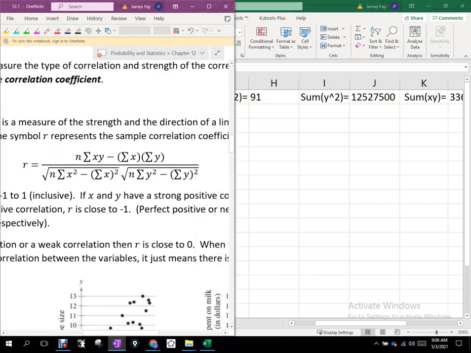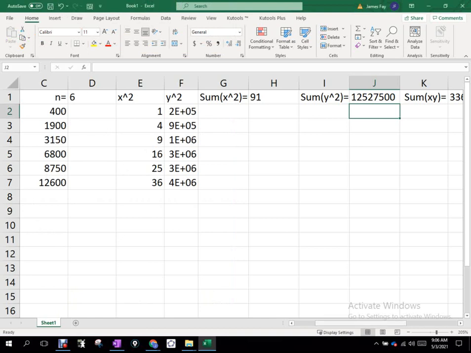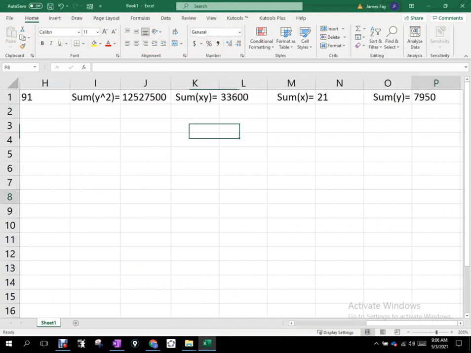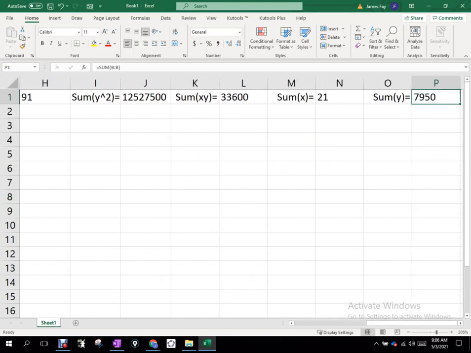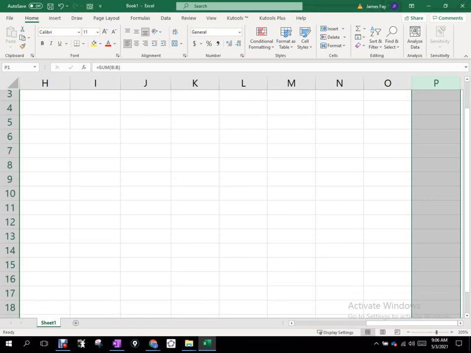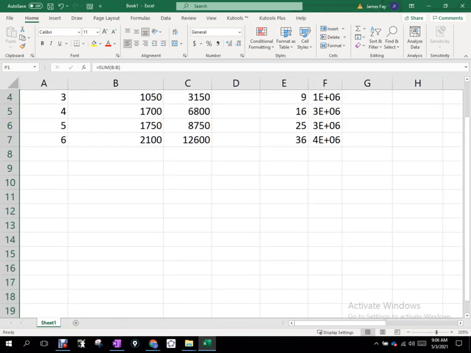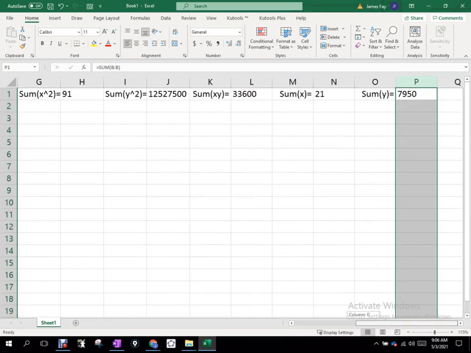Now we need this stuff here. Okay, we need the sum of x, not quantity squared. Okay, so let's just go over here and increase. Why can't I get to that next cell? I can't get to that next column for whatever reason. There we go.